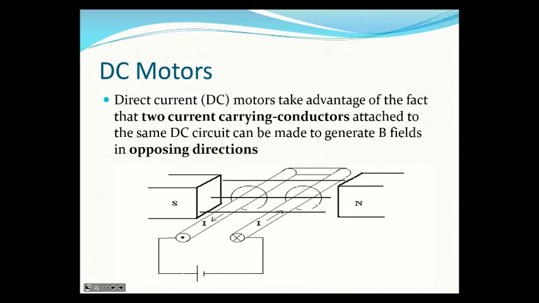So motors. DC means direct current. So direct current motors take advantage of the fact that two current carrying conductors attached to the same direct current can be made to generate B fields in opposing directions. So what that means is that if I have current, so this is negative, this is positive, and my current is going here and then it goes into the page here, if we use our third left-hand rule, and our magnetic field goes from north to south.